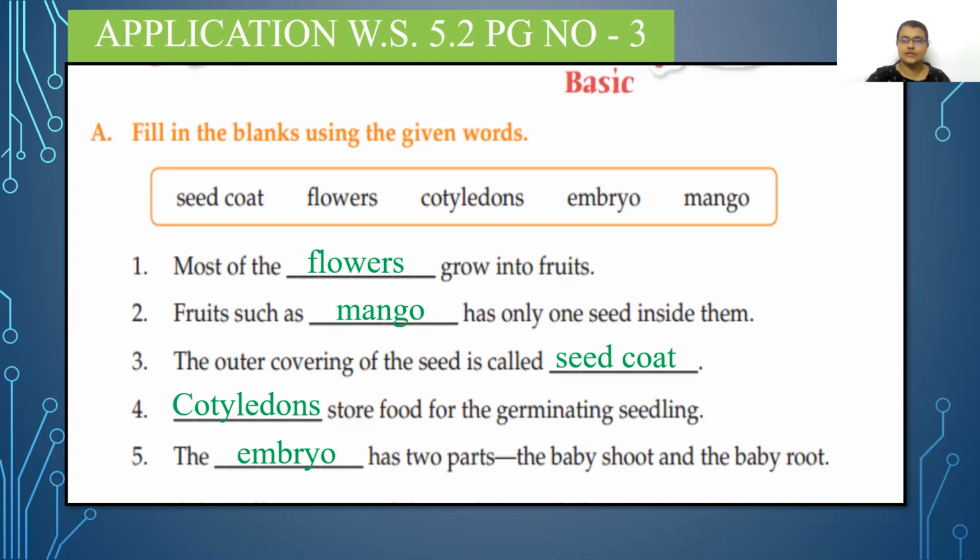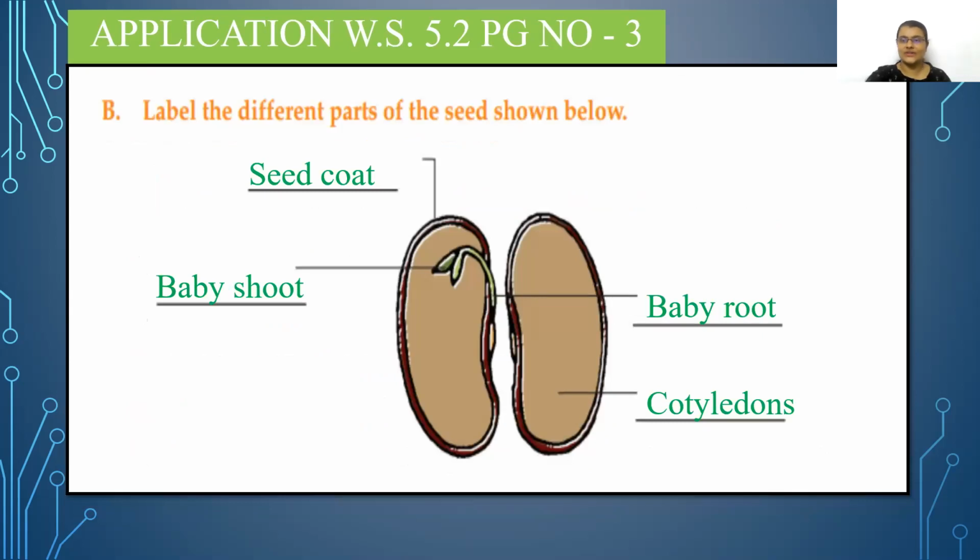Fill in the blanks using the given words. First one, most of the dash grow into fruits. Most of the flowers grow into fruits. Second one, fruits such as dash have only one seed inside them, mango. Third one, the outer covering of the seed is called the seed coat. Fourth one, cotyledons store food for the germinating seedling. Fifth one, the dash has two parts, the baby shoot and the baby root. The correct answer is embryo. Now, let's move to question B.